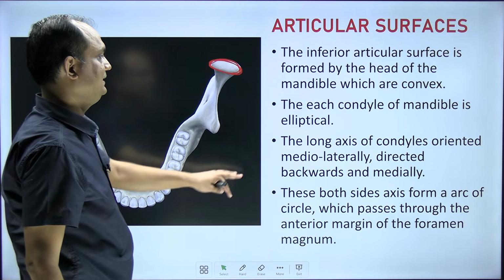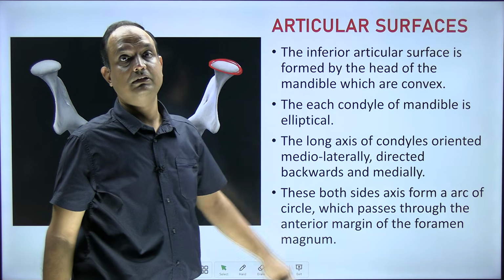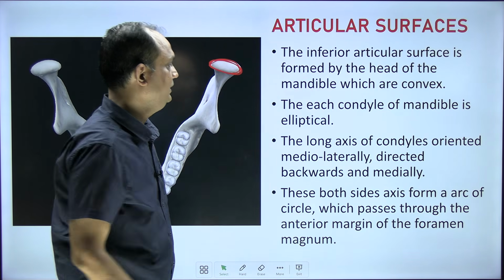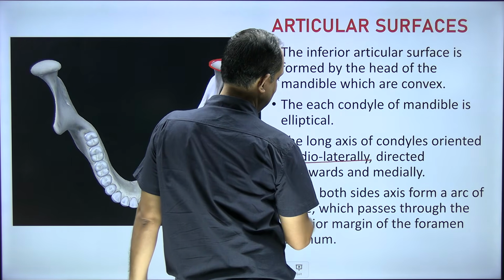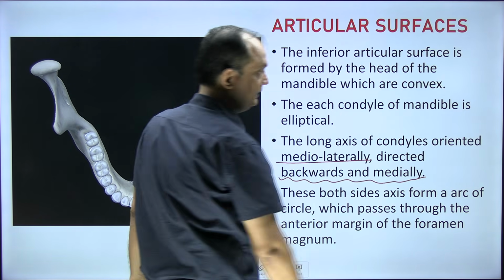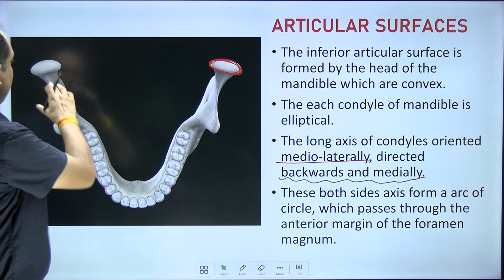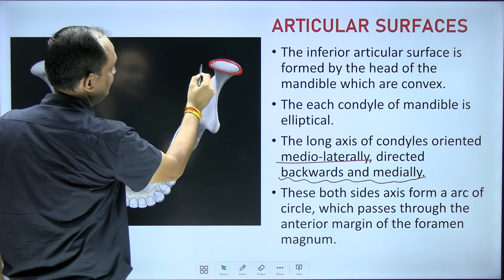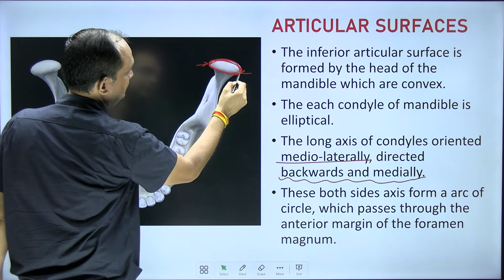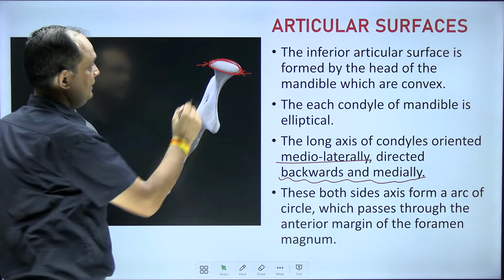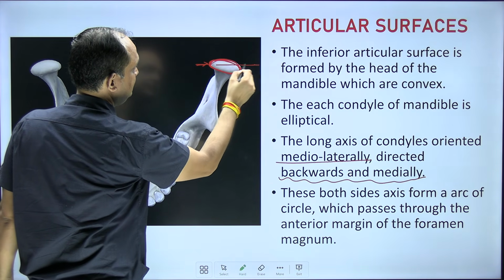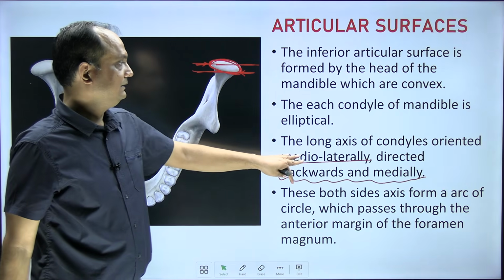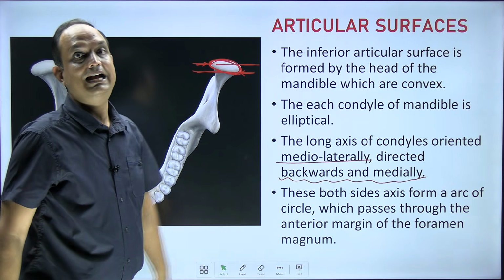The second thing is that the long axis of the condyle of the mandible, these are known as condyles or the head of the mandible, is oriented mediolaterally and it is directed backward and medially. What does it mean? If you see the superior view of the mandible, you will realize that this point and this point are not in one plane. If I draw a horizontal line, you can see that these two ends are not in one plane. That means the heads are directed mediolaterally.